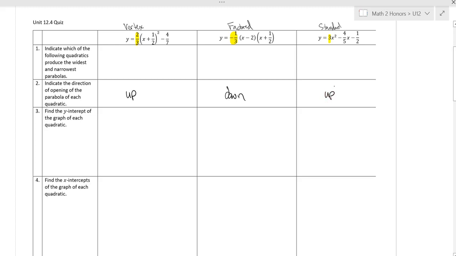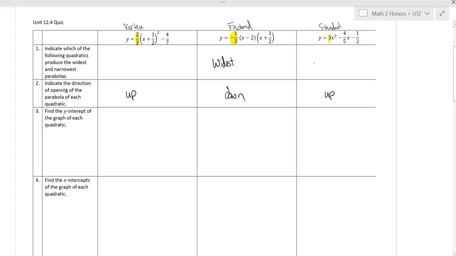But also A is what adjusts the width. The larger A is in terms of absolute value, so you ignore the negative and just look at how big that number is, the narrower the graph will be. And the smaller it is, in terms of just thinking positive, the wider it will be. So the widest one is the middle, because 1/3 is smaller than 2/3 and smaller than 3.